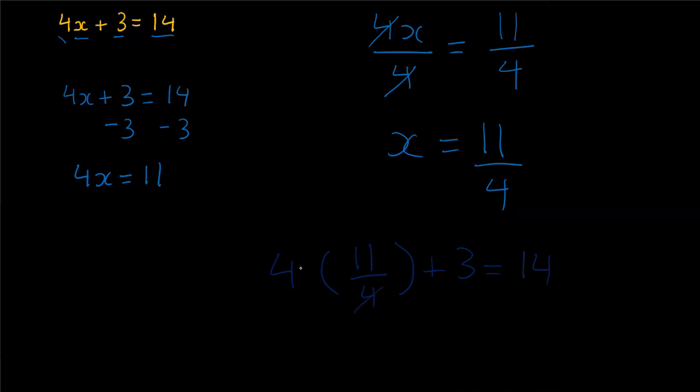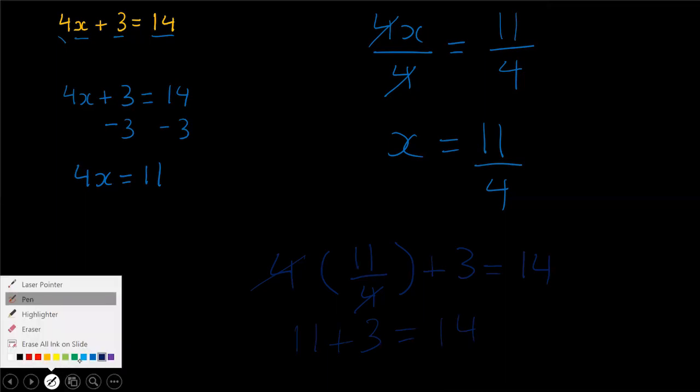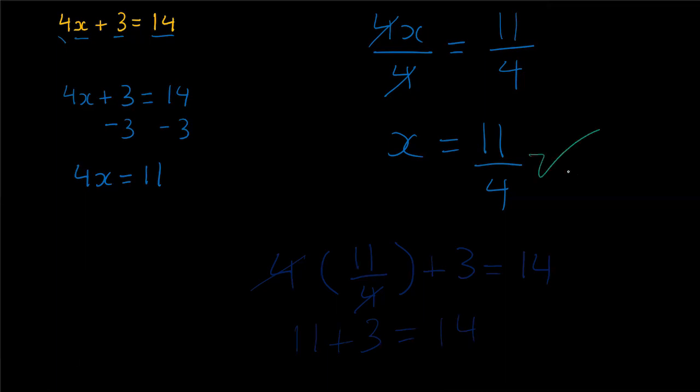And we can cancel out the two 4's. And then we have 11 plus 3 equals 14. And that's correct, because 11 plus 3 is 14, and 14 equals 14. So we know we got the correct answer. x equals 11 over 4 is correct. Okay, let's move on to the next question.